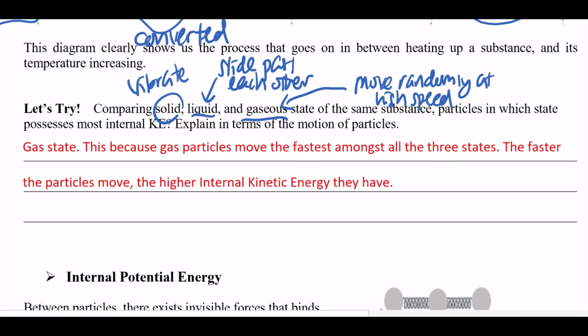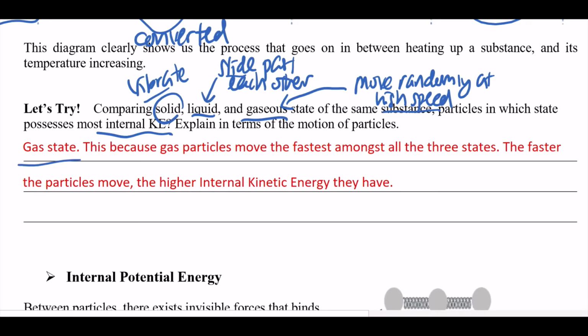So looking at these keywords, right? Vibrate, slide past, high speed, it's quite clear that particles in gaseous state actually move the fastest. This one, I think we're already quite familiar with. Because the particles are moving at a higher speed in gaseous state, we know that the particles have the highest internal KE when it comes to comparing solid, liquid, and gas. Alright, so the answer is the gaseous state.